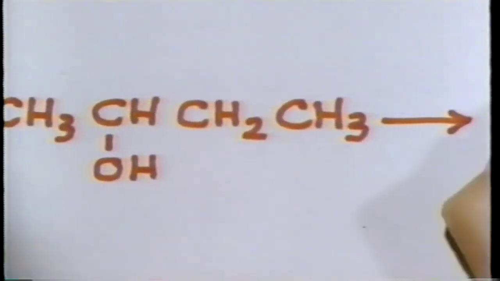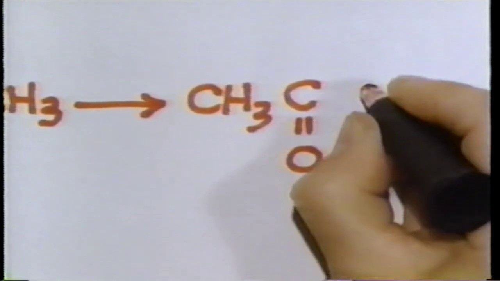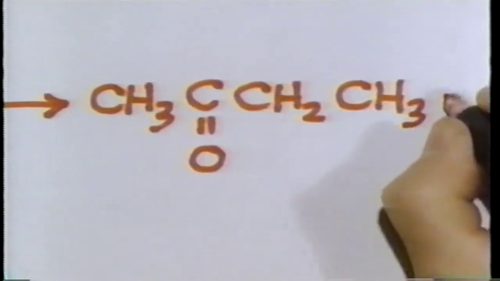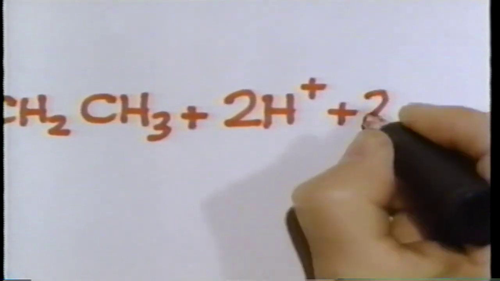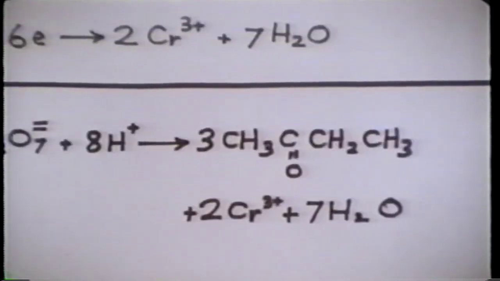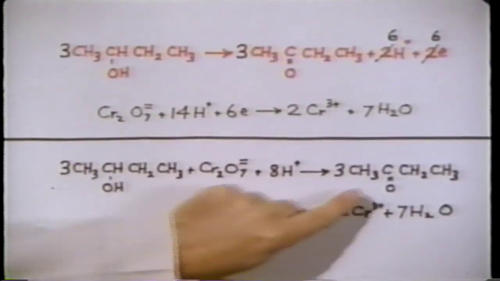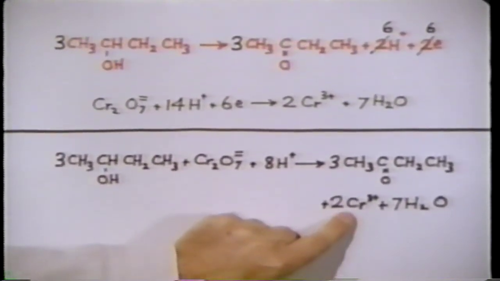The products of the oxidation are the ketone, plus 2 hydrogen ions, plus 2 electrons. This is the half reaction for the oxidation of the alcohol. Here, the other half reaction has been added to give the net equation. 3 moles of butanol are oxidized to butanone, while 1 mole of dichromate in the presence of acid is reduced to chromic ion. With this, we can calculate the amounts of reagents that will be needed.